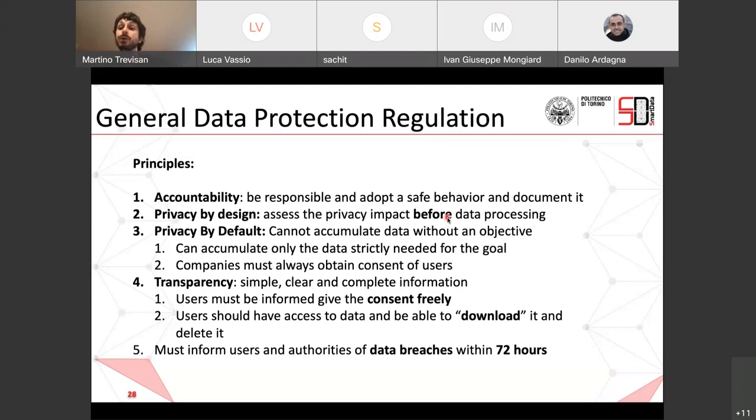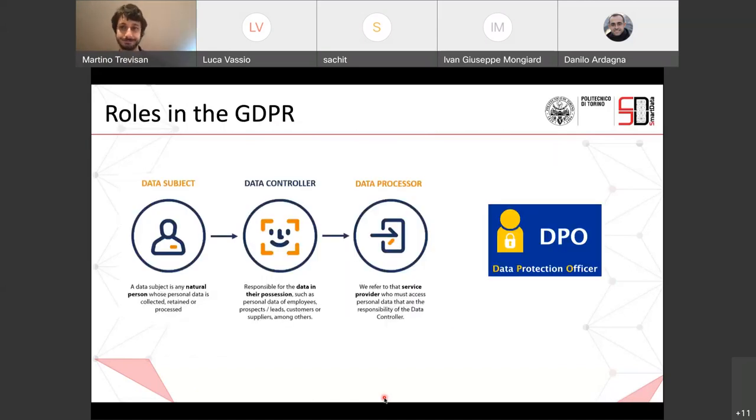And when you do collect data, you must declare the purpose of your collection, and this purpose must be stated clearly and correctly. You must be transparent. You must ask for consent from users, and this consent must be freely given, and users must be allowed to download all their data from your platform, like, for example, you can do with Facebook or Google, and you must collaborate with authorities in case of data breaches.